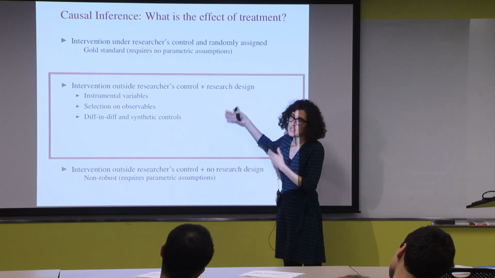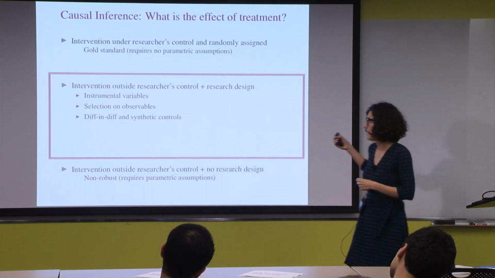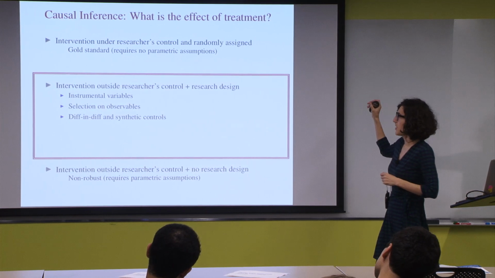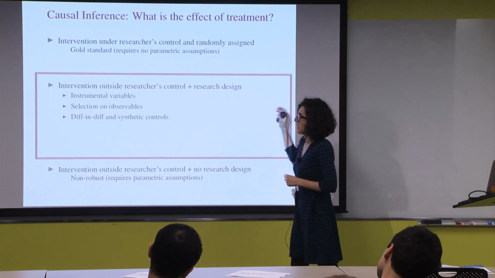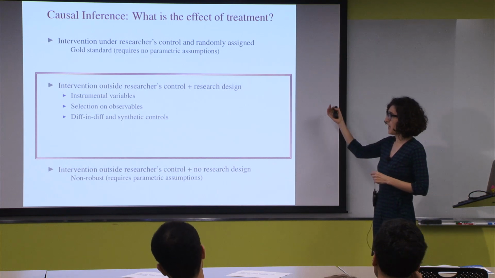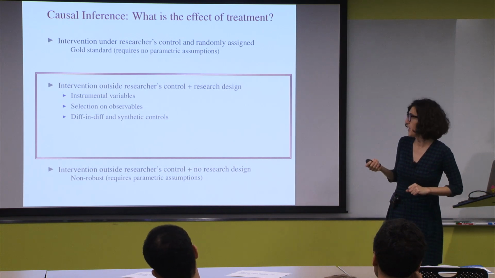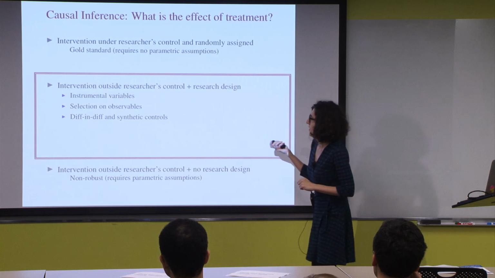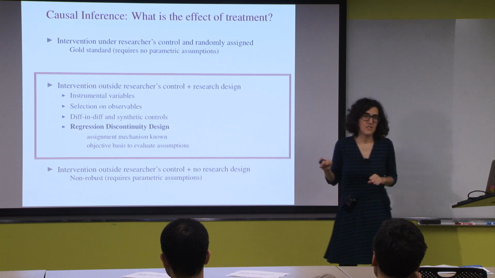There are different types of things that we can do in this middle area. We can have an auxiliary variable and call that an instrument. We can have a natural experiment and justify some condition and covariates. We can have a time dimension and think about different synthetic controls. The RD design falls in there.